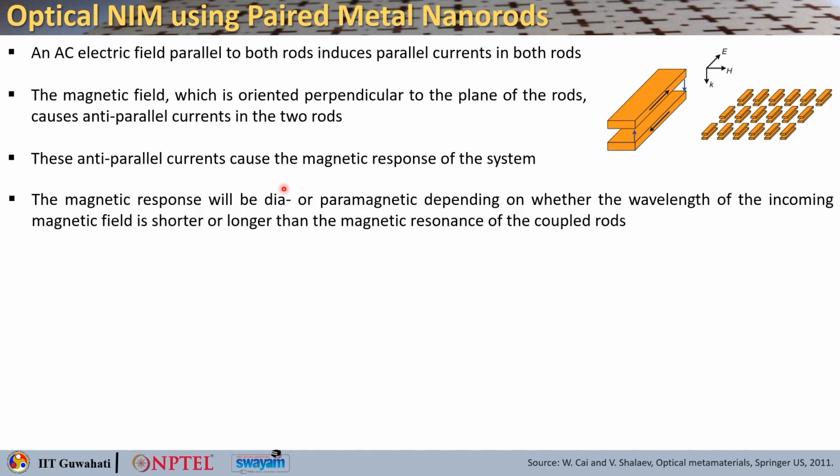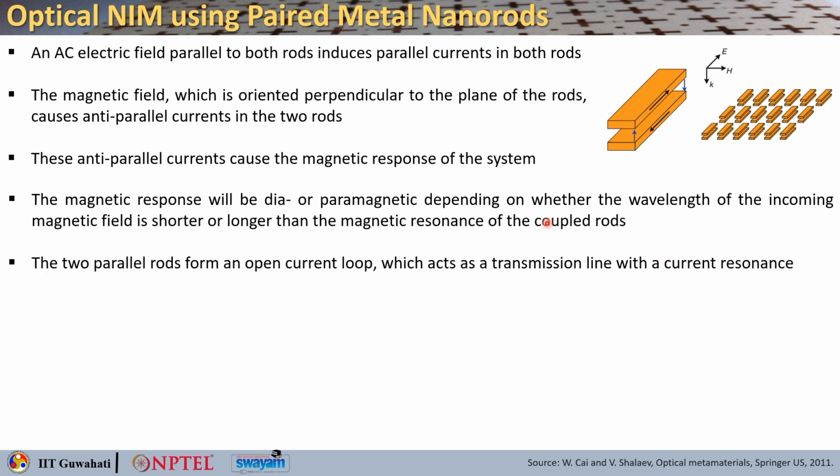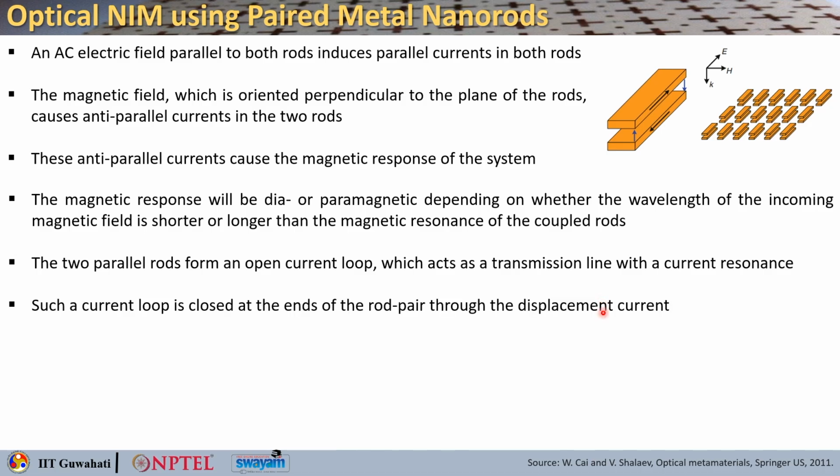So, you have this kind of a system. The magnetic response will be dia- or paramagnetic depending on whether the wavelength of the incoming magnetic field is shorter or longer than the magnetic resonance of these coupled rods. Now, the two parallel rods form an open current loop, which acts as a transmission line with a current resonance. Such a current loop is closed at the ends of the rod pair through the displacement current.